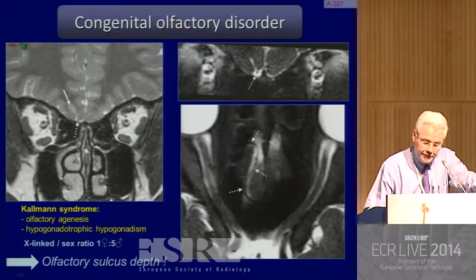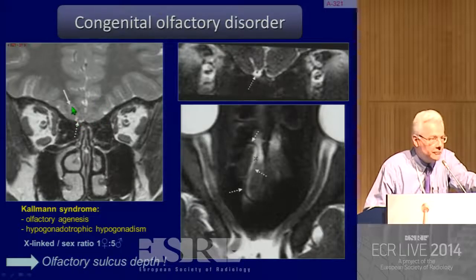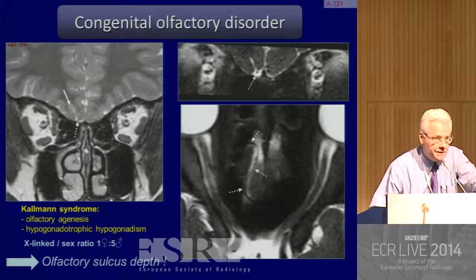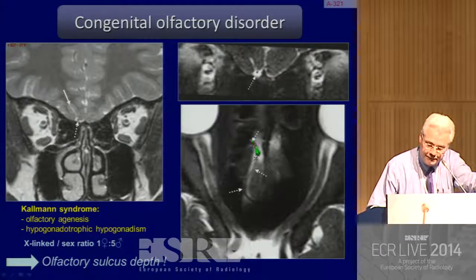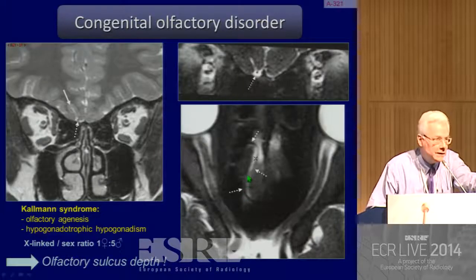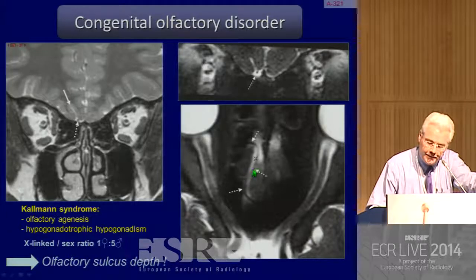This is a very interesting and exemplative case because you had a normal olfactory sulcus on the right side. You had no olfactory sulcus on the left side, and you had no olfactory tract. But there was a small structure which could have been interpreted as a small bulb, but it was not. On the 3D reformat, you see that this structure was in fact a small artery crossing in the olfactory groove and not an olfactory tractus.